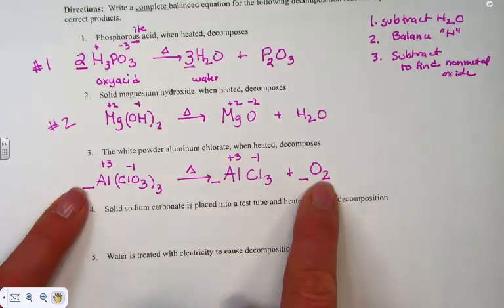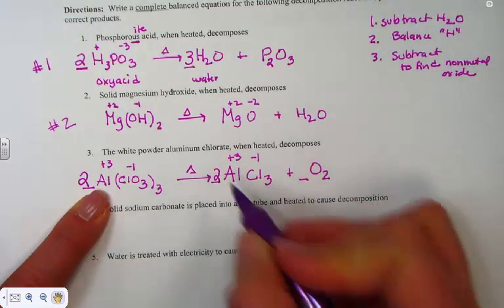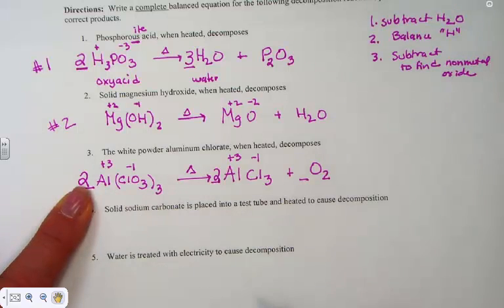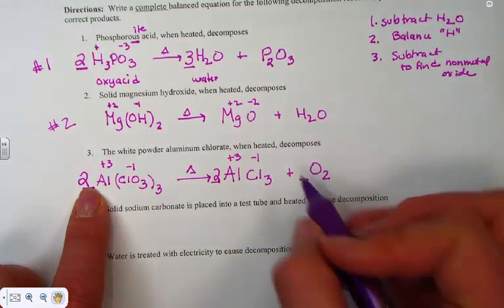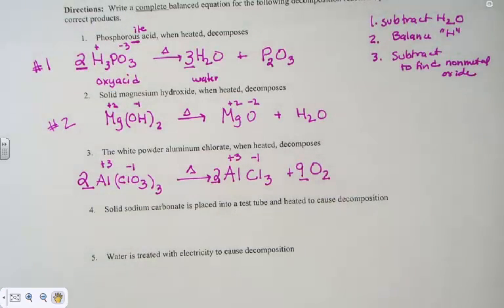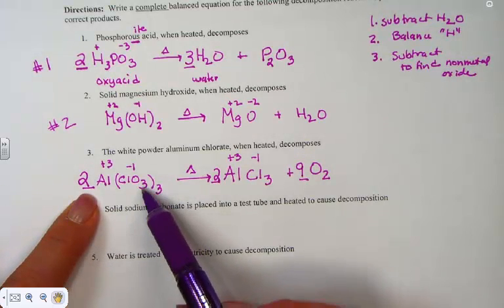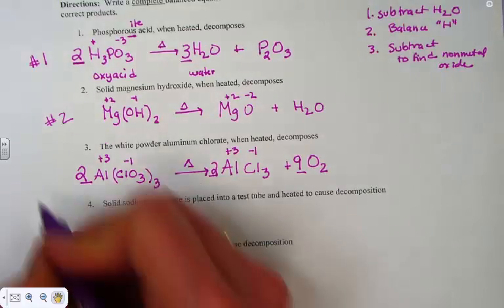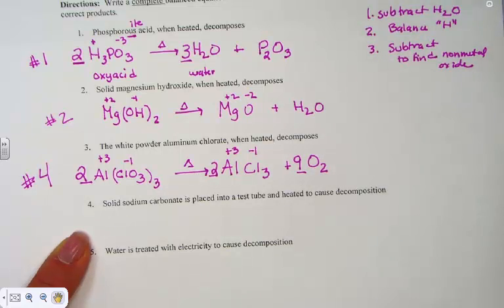When I have an odd number, I double it. That gives me 2 aluminums. 3 times 2 is 6 chlorine. And 9 times 2 is 18 oxygens. A 2 to 2 to 9 balances that equation. I knew to double it because I had an odd number of oxygens. We'll try number 4. Whoops, I forgot to write down. Helpful hint number 4 guided me with the third of our equations.